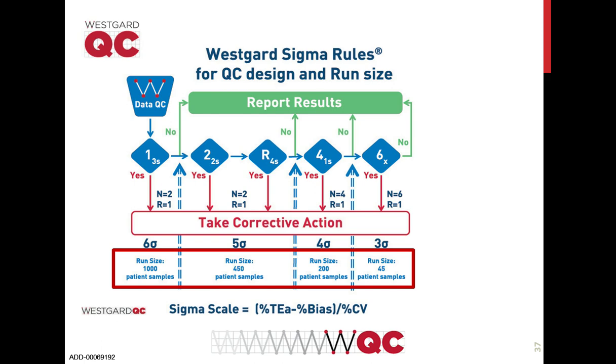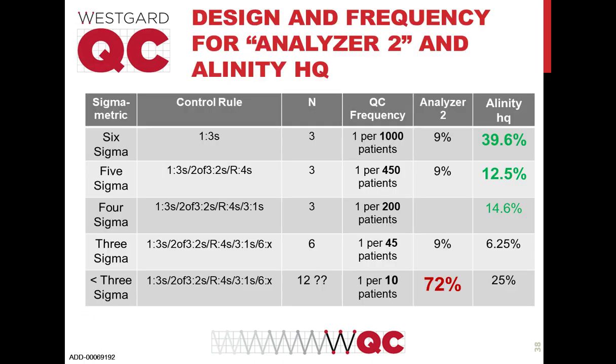We've also summarized that in the Westgard sigma rules. I didn't take note of it in the earlier presentation, but you see in the red box at the bottom, those are the suggested run sizes for the different sigma zones. So this particular Westgard sigma rules formulation, that particular chart you can download for free off the Westgard website, and it can help you figure out your sigma metric, your Westgard rules, how many controls to run, and how often you need to run those controls.